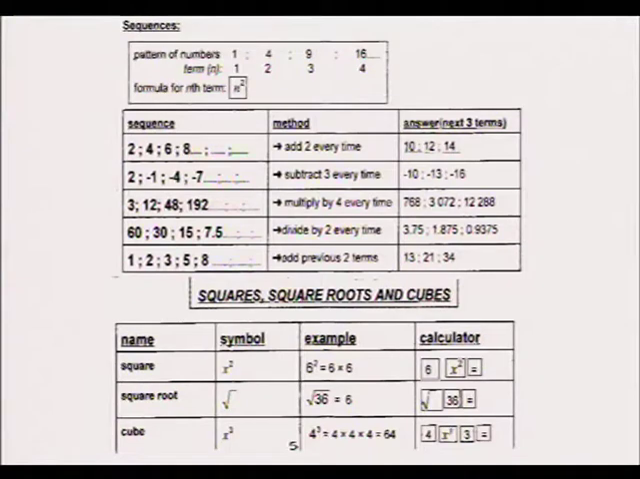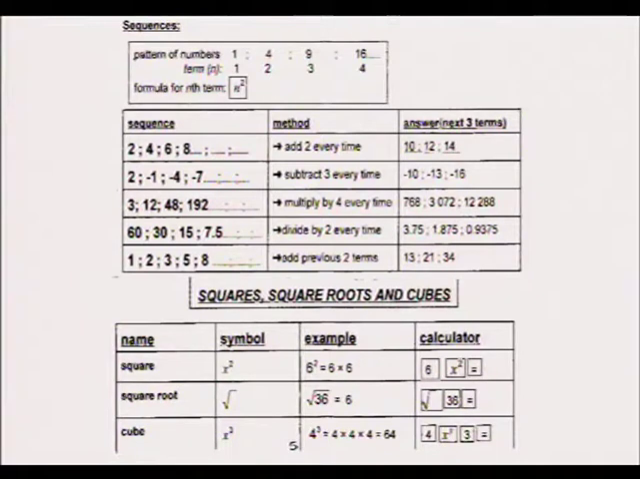The next sequence is 3, 12, 48, 192. How do we get to the next answer every time? We multiply by 4. And then we have 60, 30, 15, 7.5. What do we do to get this? We divide by 2 every time. So we carry on and divide by 2. Luckily we have calculators to work it out.